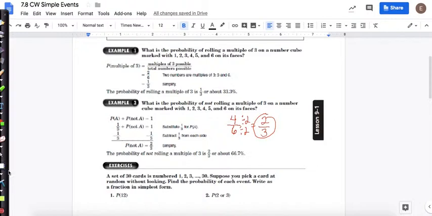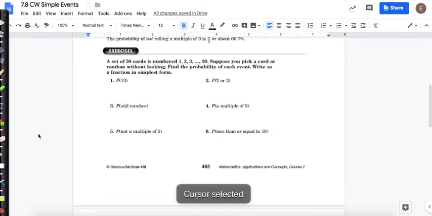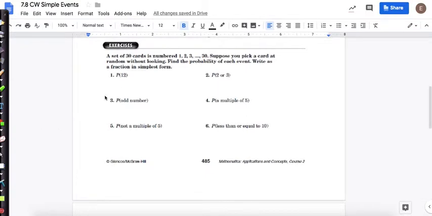Okay, now let's try some more together here, and then you're going to do the back of this paper on your own. A set of 30 cards is numbered 1, 2, 3, all the way up to 30. Suppose you pick a card at random without looking. Find the probability of each event. Write as a fraction in simplest form.